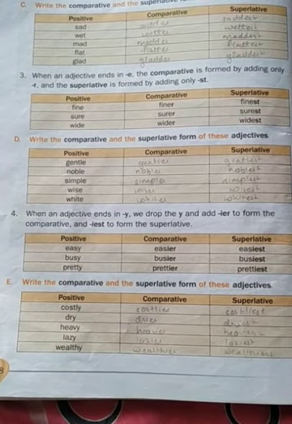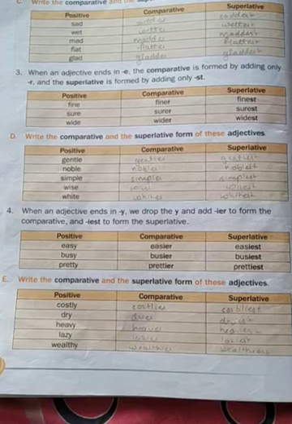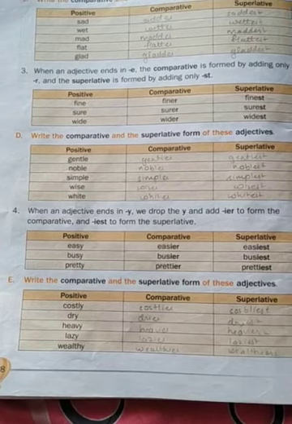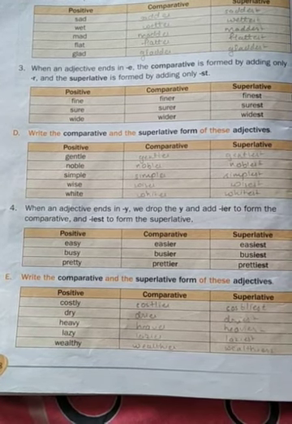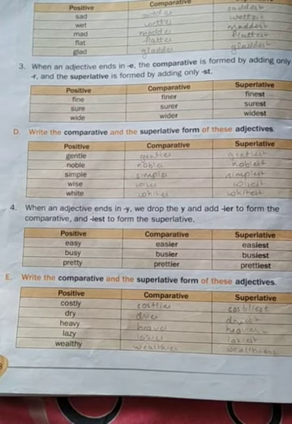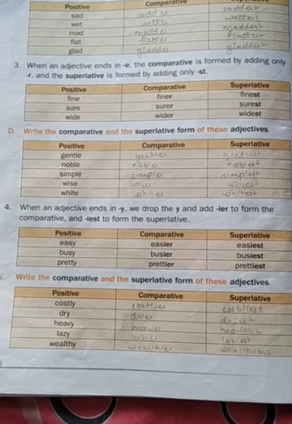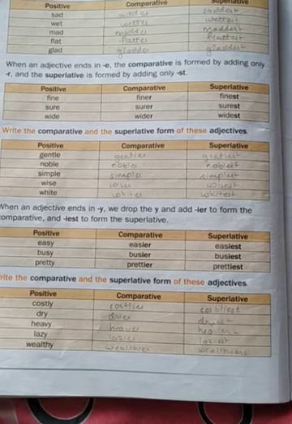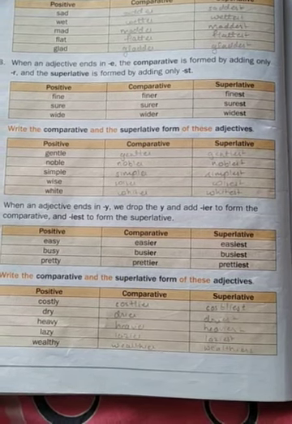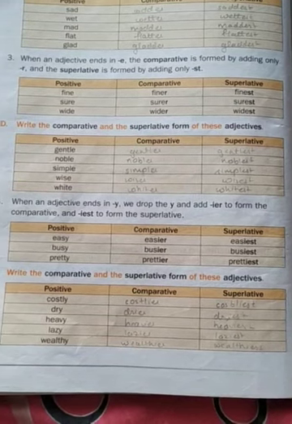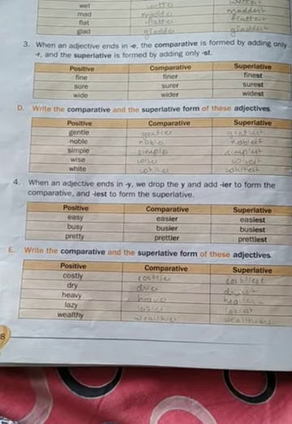For example, easy. Then the comparative form of this is easier. But here the word easy ends with the letter y. In the comparative degree, we cut the letter y and we put i in the place of y. So it becomes easier. It is comparative. And then the superlative. Here also we have to cut the y and put i in the place of y and then place est to convert it into superlative. It means easy, easier and easiest. Understood? So like this, we have to complete this chart.